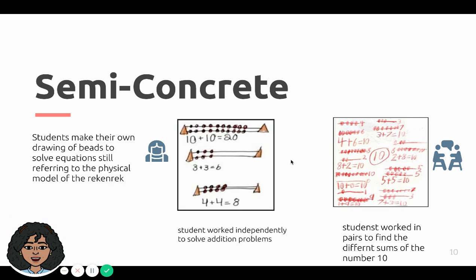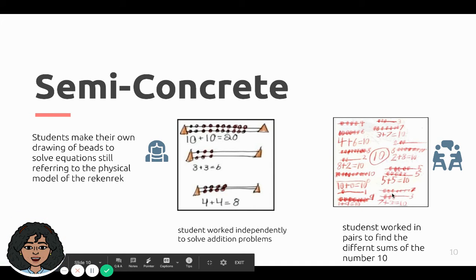The semi-concrete phase means that students make their own drawings based on the model of the Rekenrek. So on the first example, this student was working independently, and he or she created their drawing to make 10 plus 10, 3 plus 3, and 4 plus 4. So it's a drawing representation.